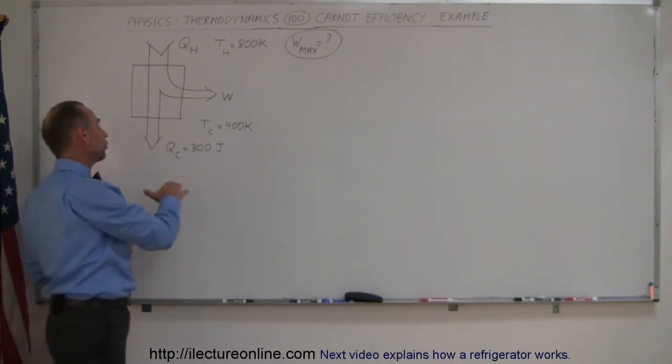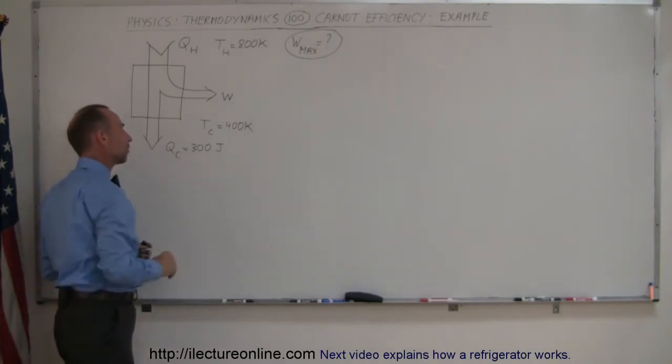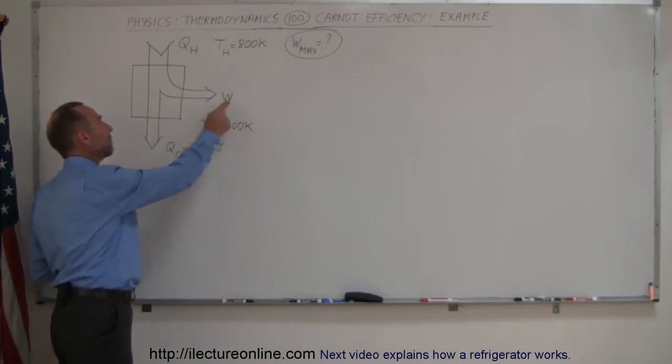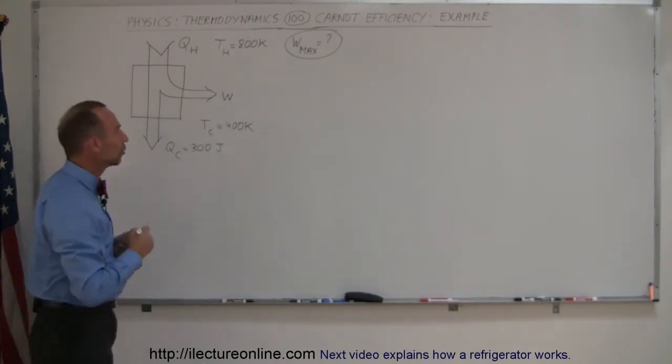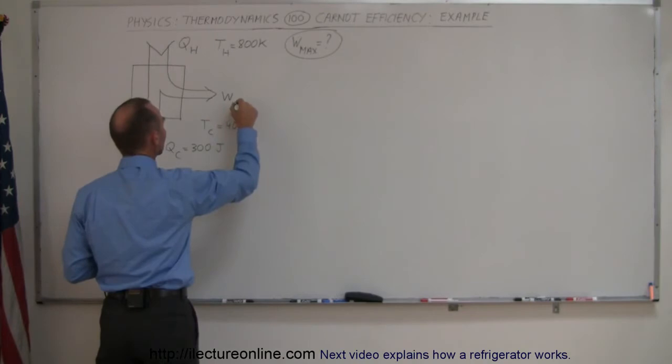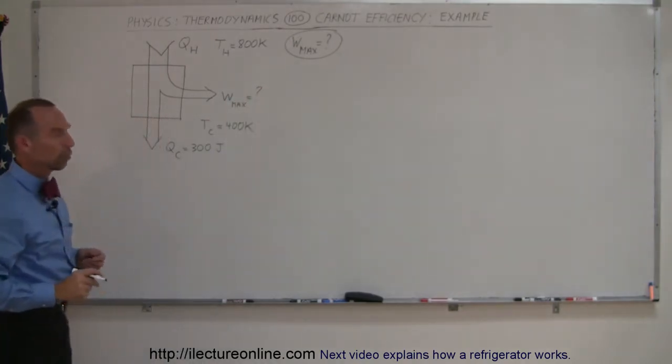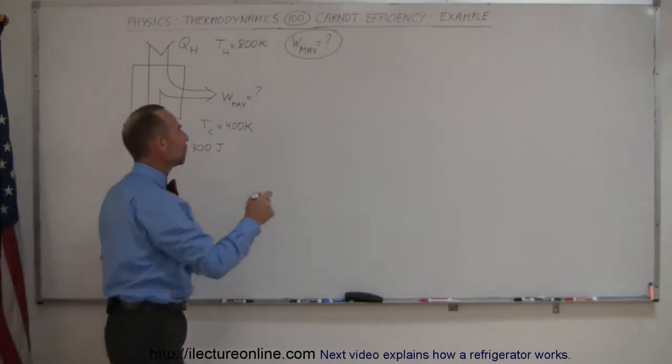and then we're going to use that, based upon the amount of heat that's being expelled in every stroke, 300 joules, to find the maximum work that this engine can do. So work max is equal to, this is what we're after. All right, so first let's calculate the Carnot efficiency.